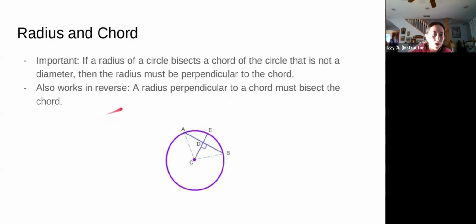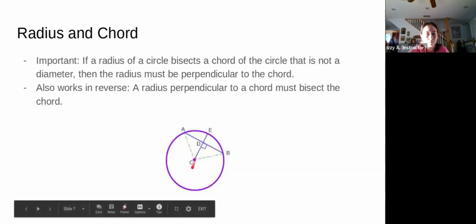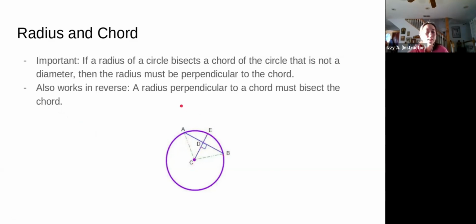Okay, so this is a concept related to radius and chord. Important: if a radius of a circle bisects a chord of the circle that is not a diameter, so here's the radius and here's the chord, we can see that this is not the diameter, then the radius must be perpendicular to the chord, and that can be seen with the 90-degree angle marking. And it also works in reverse. A radius perpendicular to a chord must bisect the chord.